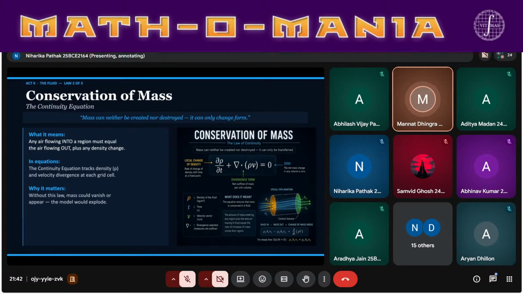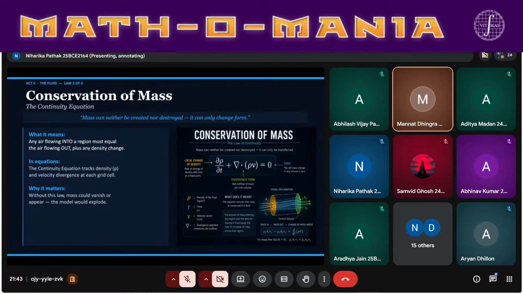Now, the most important thing, which we have learned a lot, is that units are the most important thing here. As we know, rho, which is the density of the fluid, is mass by volume, so the unit will be kg per meter cube. Then t is time, whose unit is second. And v is the velocity vector, whose unit is meter per second. And the divergence operator, del, basically measures the net outflow, right?